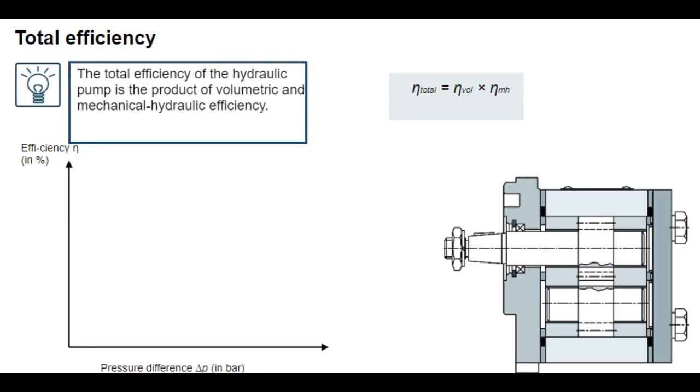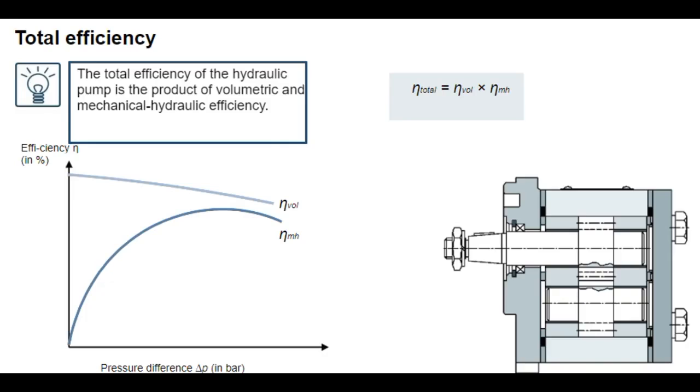Typical characteristic curves for the three efficiencies can be seen in this diagram. Volumetric efficiency is relatively high. As the pressure difference increases, however, the volumetric losses begin to rise and efficiency is reduced slightly. Mechanical hydraulic efficiency is very low at low pressure differences. This means losses due to friction are very high compared to power output.